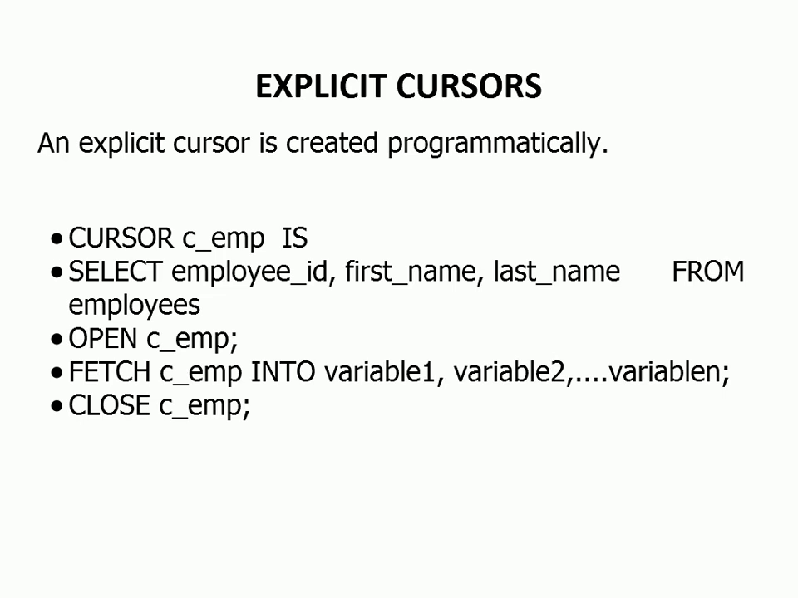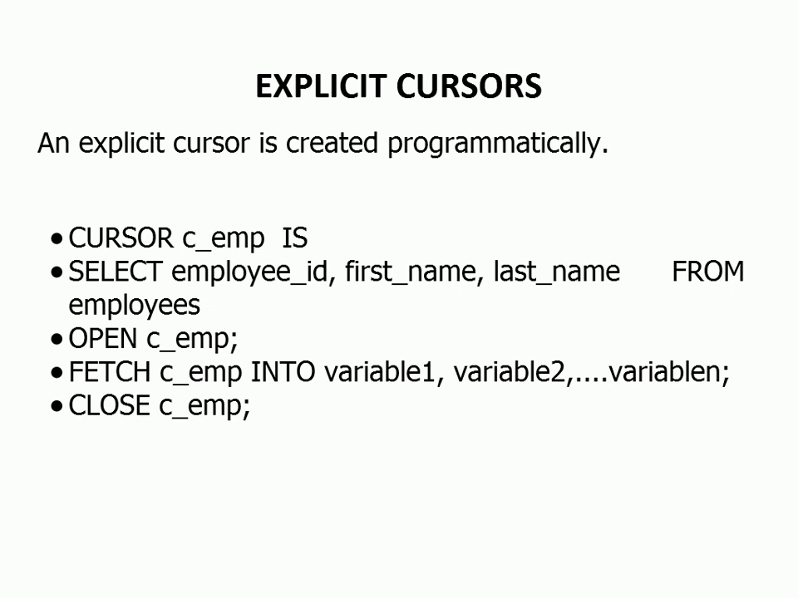To create an explicit cursor, we use an SQL statement in the declaration section of the block: cursor name, then the IS keyword. In the executable part of the block, we open the cursor, using the OPEN keyword and then the cursor name. Then we assign the contents of the cursor to variables using the FETCH INTO keywords.